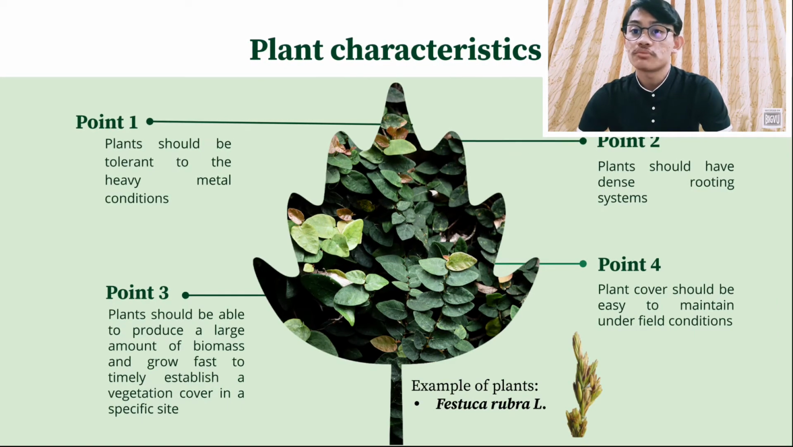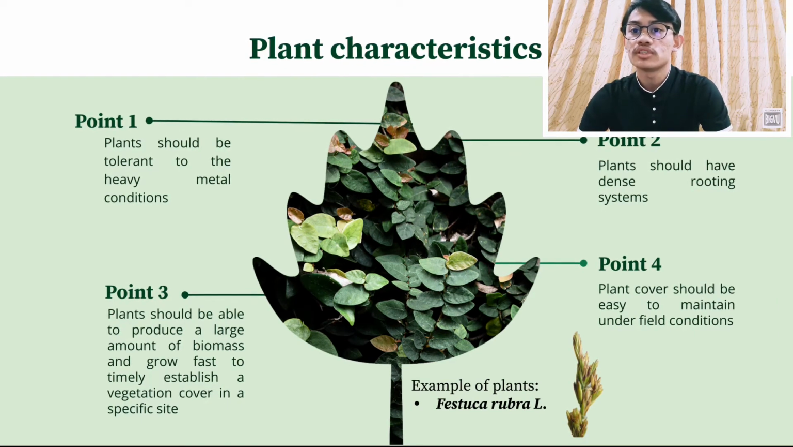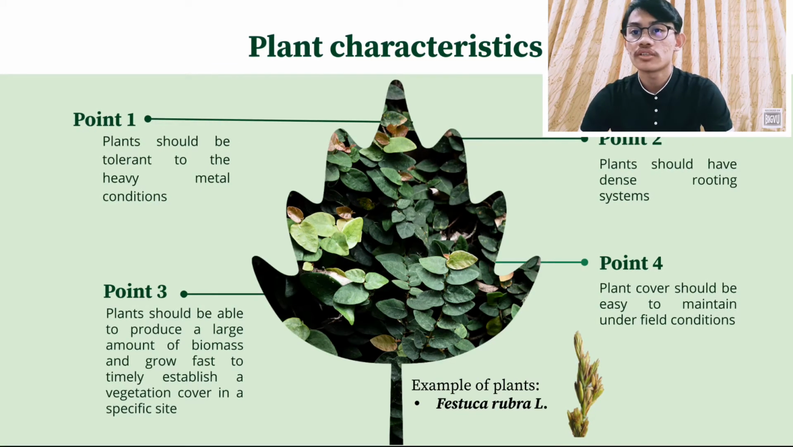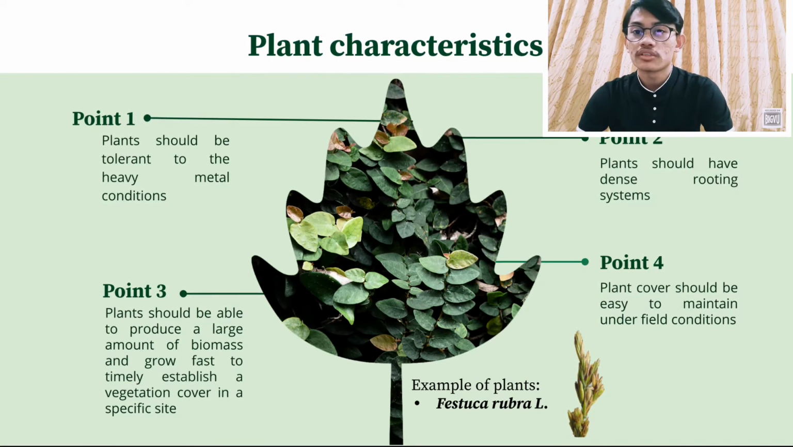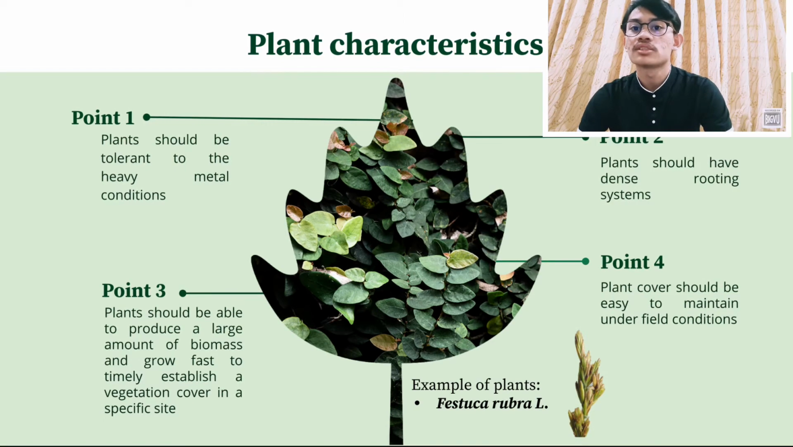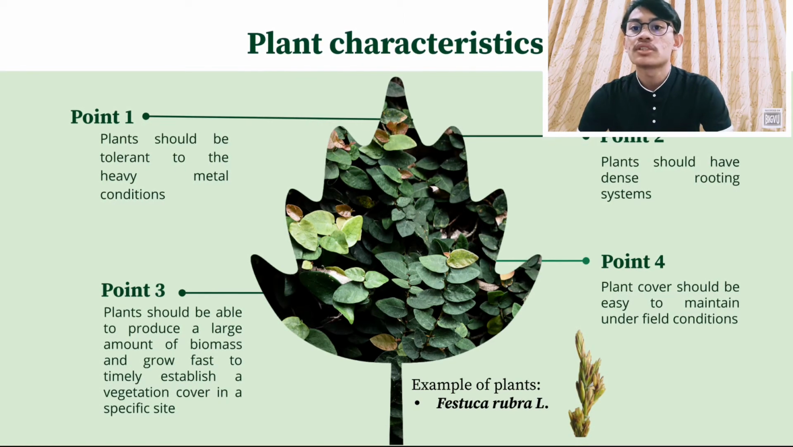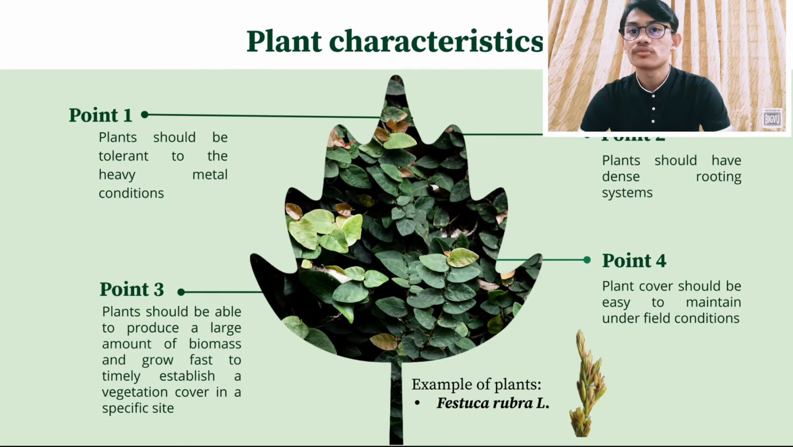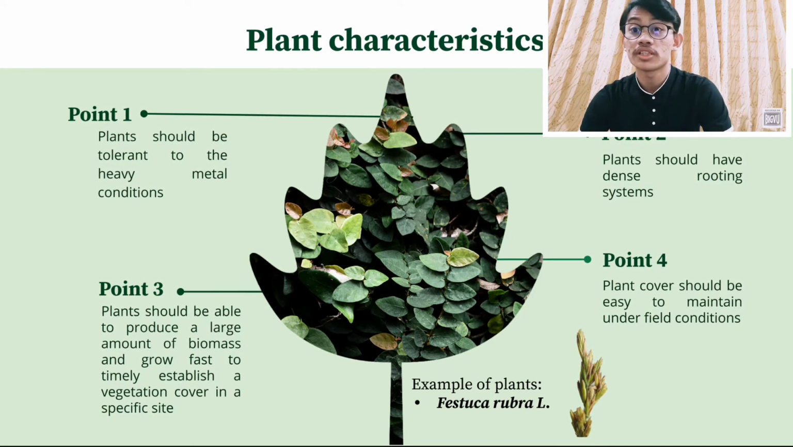We have an example of a suitable plant that can be used for this method, which is Festuca rubra, also known as red fescue. This plant can tolerate many habitats and climates. It is best adapted to well-drained soil in cool and temperate climates, and that's why this plant is suitable for this method.